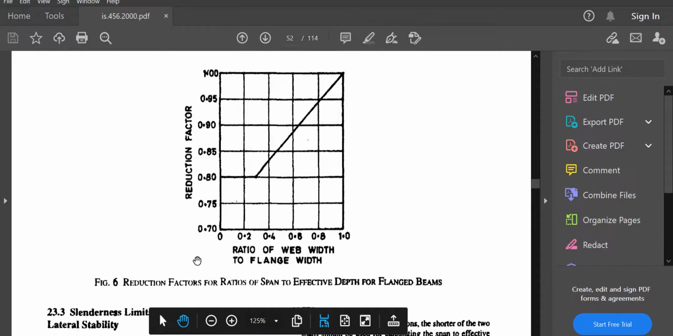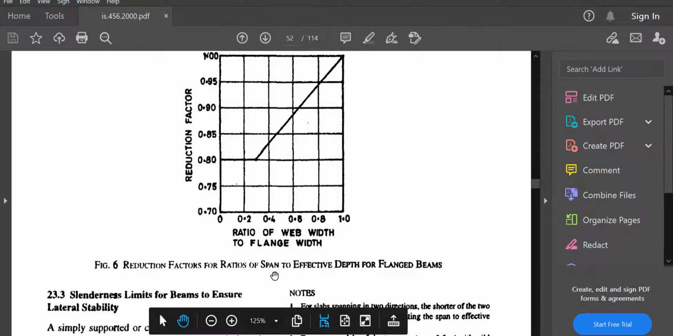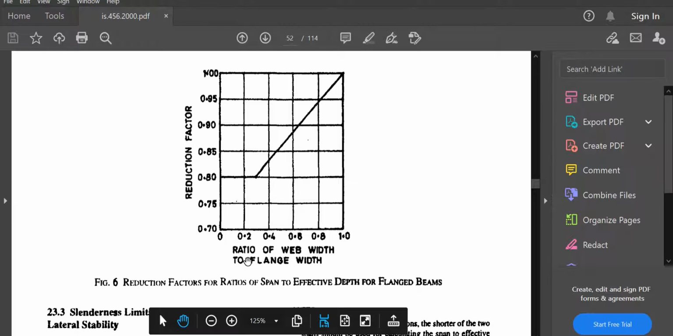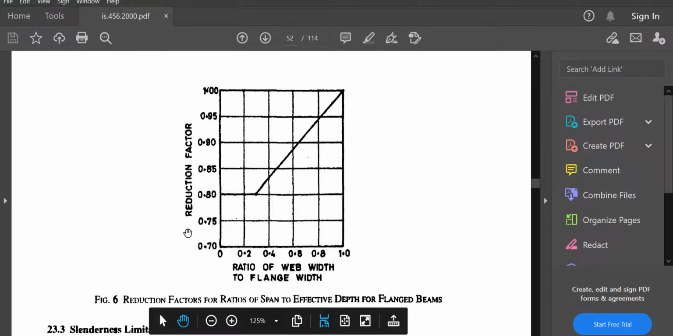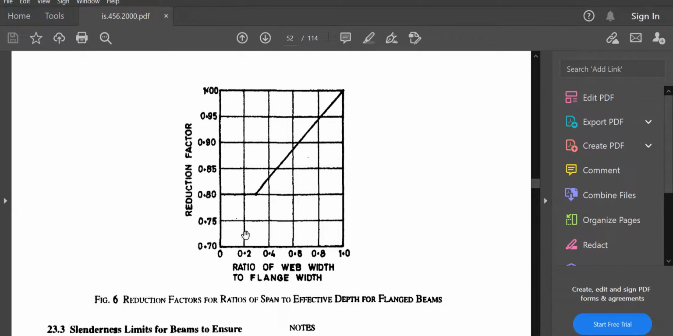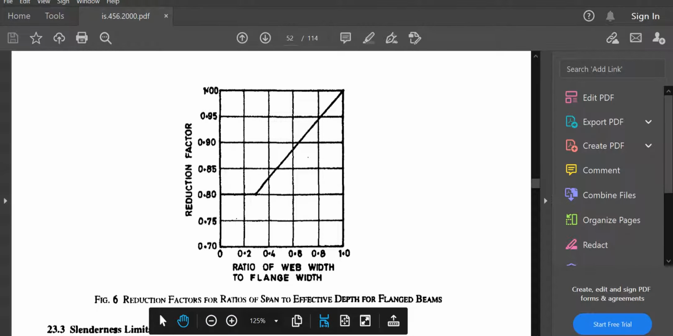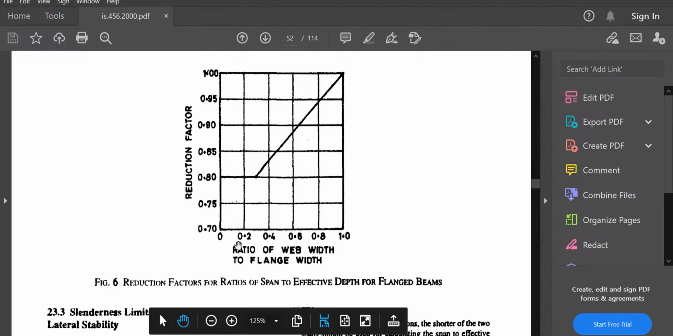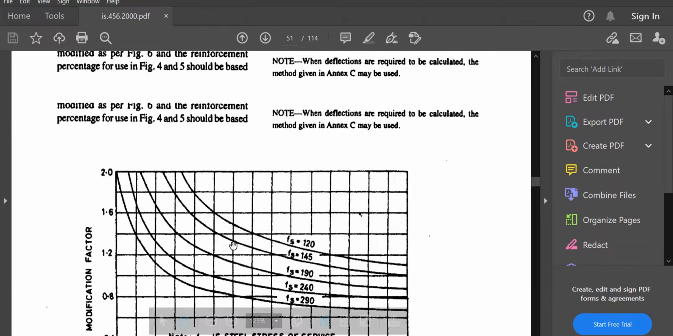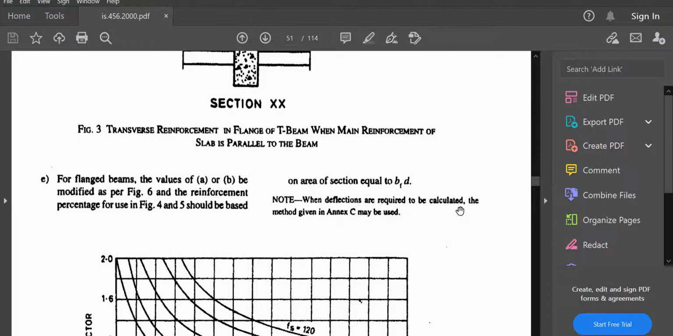In figure number 6, you could see the reduction factor for the ratio of web width to effective flange width for flanged beams. On the x-axis, you could see the ratio of web width to flange width. Here the flange width represents the effective flange width, and on the y-axis you will get the reduction factor. Directly you can get the value of the reduction factor for different ratios of web width to flange width. And you can see here as a note, when the deflection is required to be calculated, the method given in Annex C may be used. That is, for exact calculation of the deflection, you need to use Annex C.